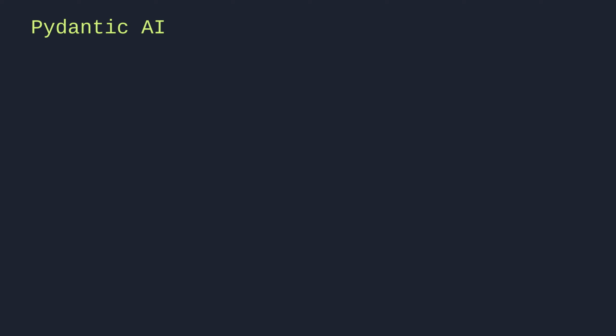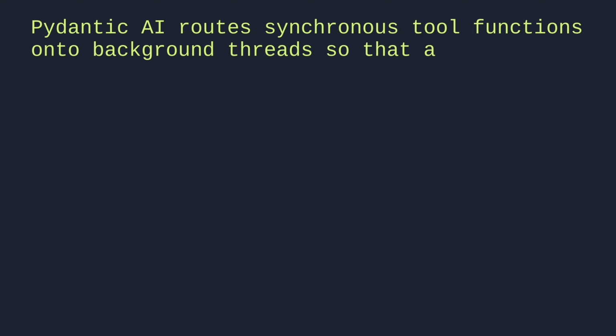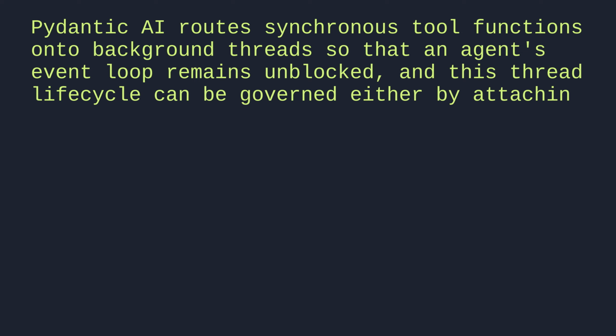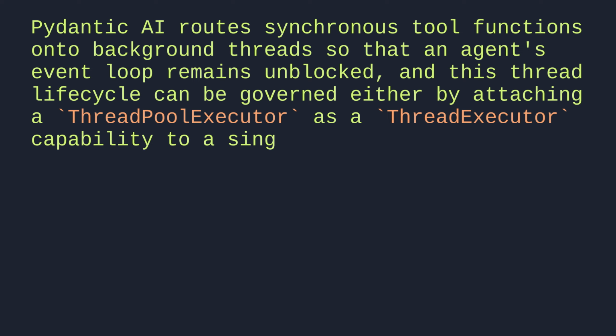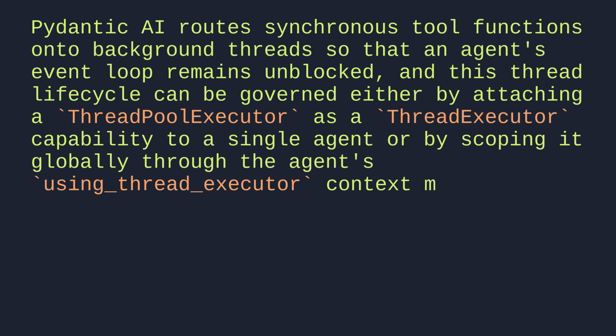Pydantic AI routes synchronous tool functions onto background threads so that an agent's event loop remains unblocked. And this thread lifecycle can be governed either by attaching a ThreadPoolExecutor as a ThreadExecutor capability to a single agent, or by scoping it globally through the agent's using ThreadExecutor context manager.